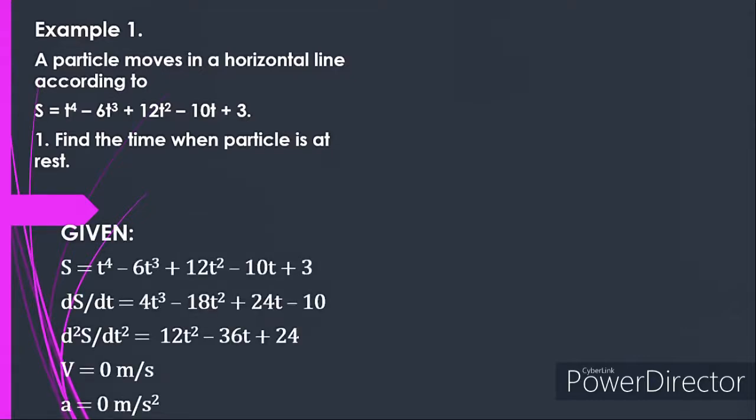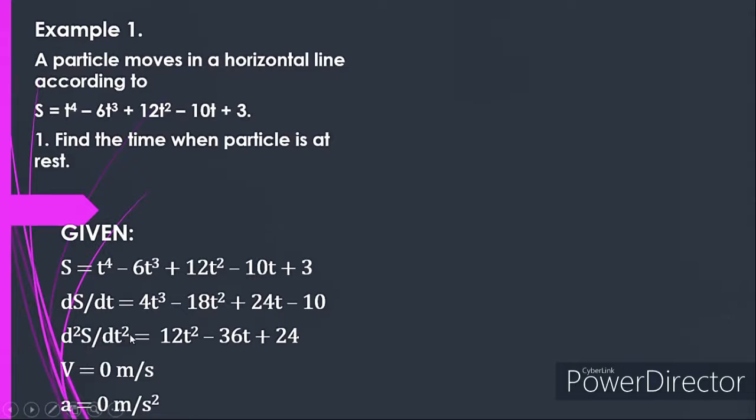So, again, yung given natin is distance is equals to t raised to 4 minus 6t cubed plus 12t squared minus 10t plus 3. So, ano yung ds over dt natin? Siyempre, si s, i-differentiate natin si s. So, differentiate, magiging 4t cubed minus 18t squared plus 24t minus 10. Then, i-differentiate pa natin ulit.